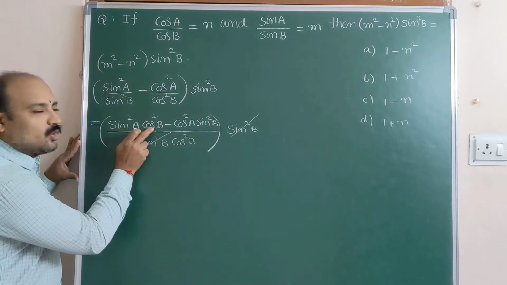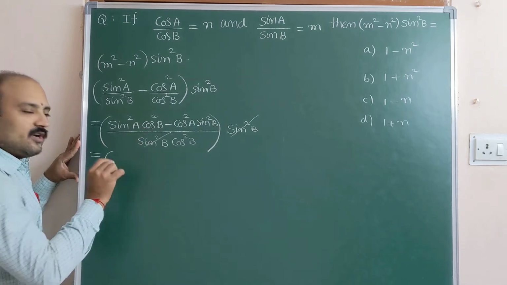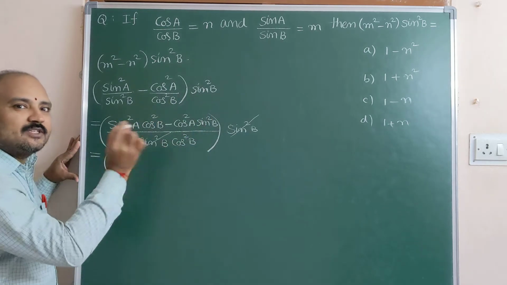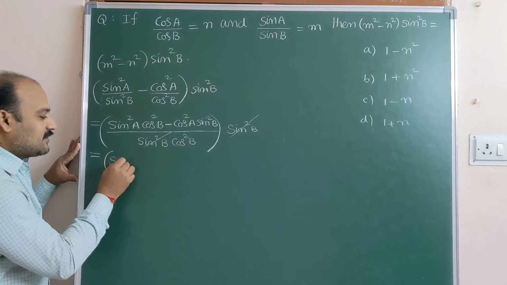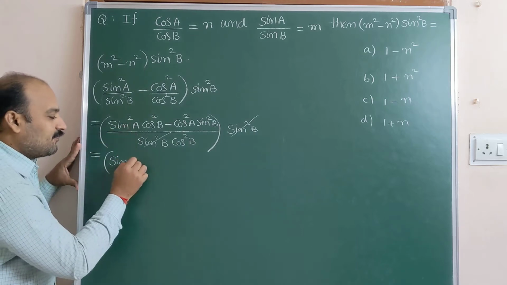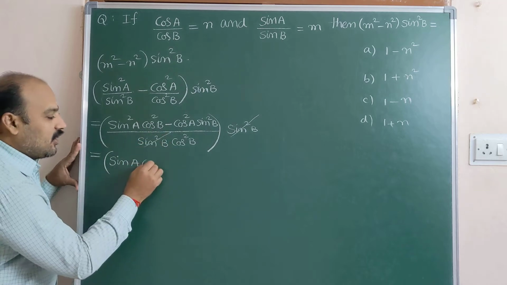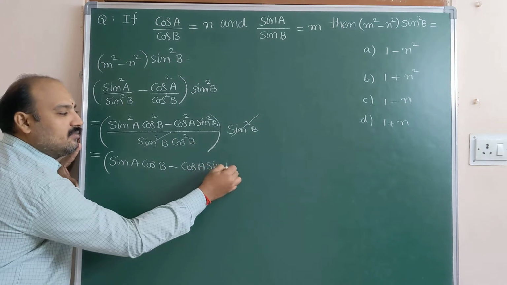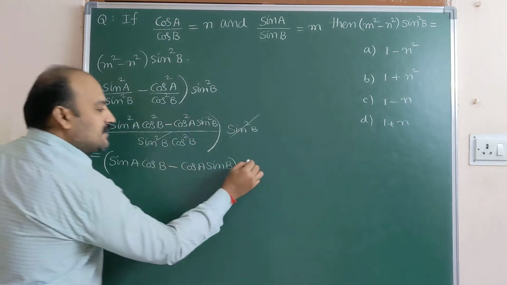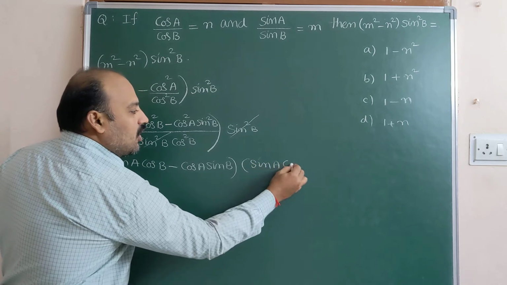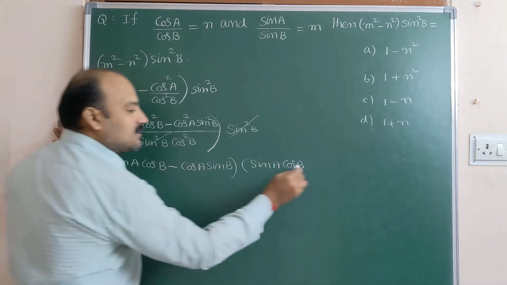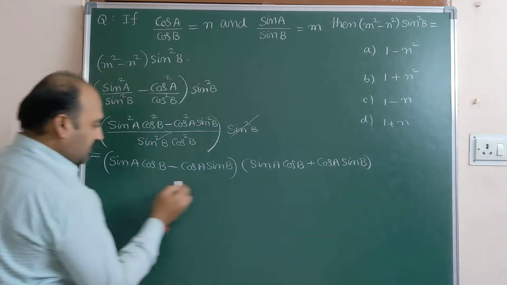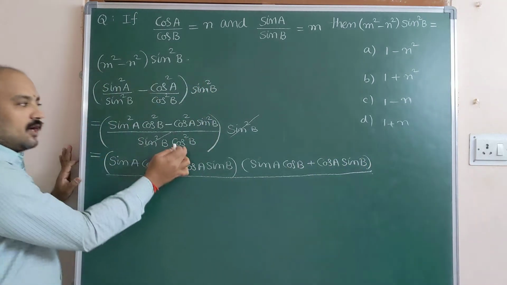So sin square A into cos square B, we can write it as, directly I am writing, dear students, sin A cos B whole square minus cos A sin B whole square, a square minus b square, you know. So we can write it as a minus b into a plus b. That is, sin A cos B minus cos A sin B is one term, into sin A cos B plus cos A sin B, divided by cos square B.